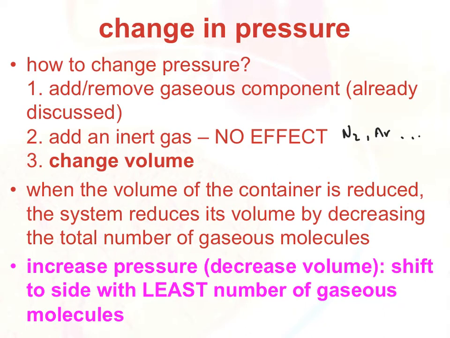Number 3 is to change the volume. If we change the volume of the container, obviously we're going to alter the pressure of the system. So when we reduce the volume of the container, the system is going to reduce its pressure by decreasing the number of gaseous particles, and that's obviously to reestablish the pressure equilibrium that was present. Okay, so if we decrease that volume, the shift is going to go towards the side of the reaction with the least number of gaseous molecules. And this could be left or right, depending on the specific reaction being observed.